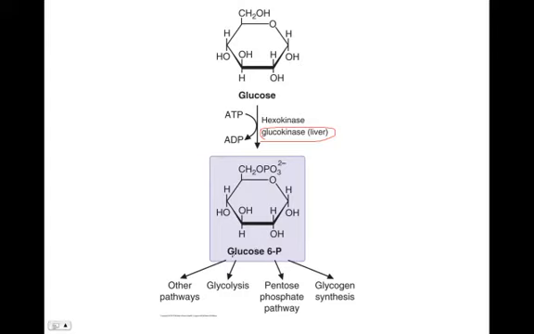From there, glucose has several different fates. It can go to glycolysis, which we'll focus on now. It can also go to glycogen synthesis, which we'll also talk about. Alternatively, it can go to the pentose phosphate pathway. That will be the focus of Module 10. Or it can be used by other pathways. So let's focus on glucose 6-phosphate in the glycolytic pathway now.